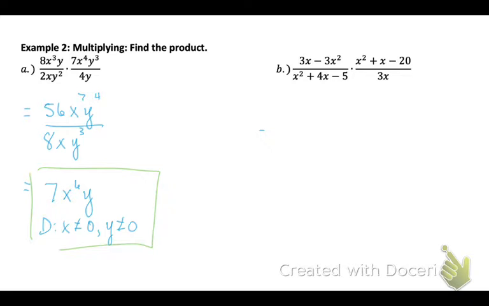All right, let's look at B. We have a little bit more complex expressions to deal with. So let's start by factoring all our numerators and denominators if we can. So in our numerator, first numerator up on the left, we can factor out a 3x. We're left with 1 minus x. And then in our denominator, that will factor as x plus 5 times x minus 1. In our numerator on the right, this will factor as x plus 5 times x minus 4, all over 3x.